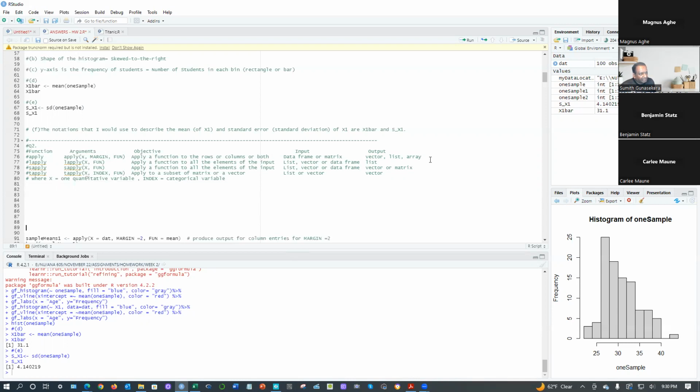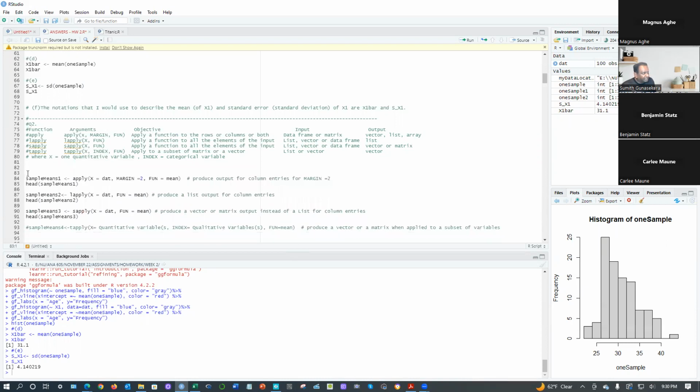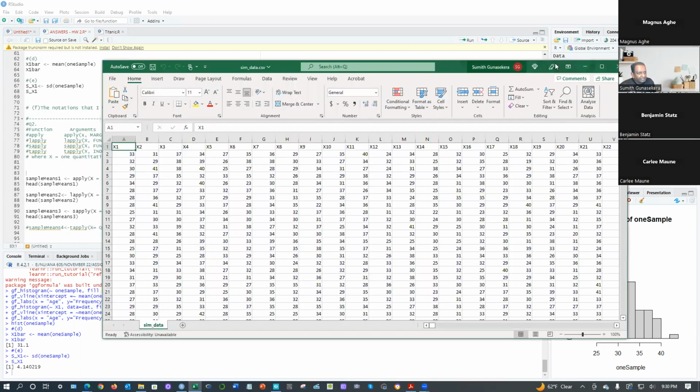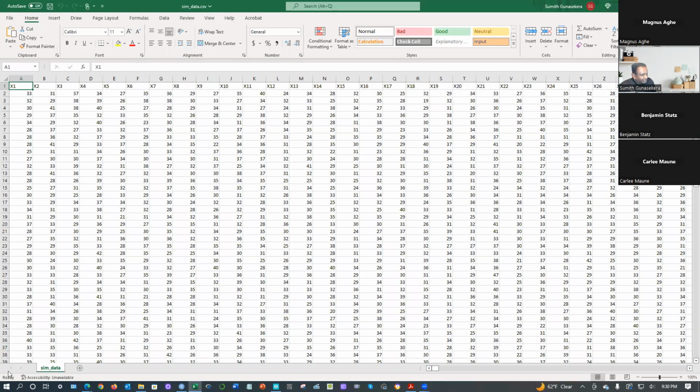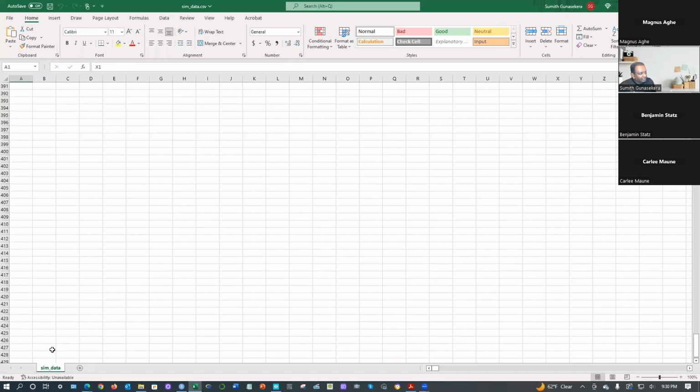Let's see how to apply this one in our discussion. I'm going to apply, x means my data name. The margin is 2. Margin 2 means produce output for column entries. If you put margin 2, we're going to do it column-wise. That calculates averages this way. The same thing that I used earlier, what? Column means. colMeans, that's the same thing.